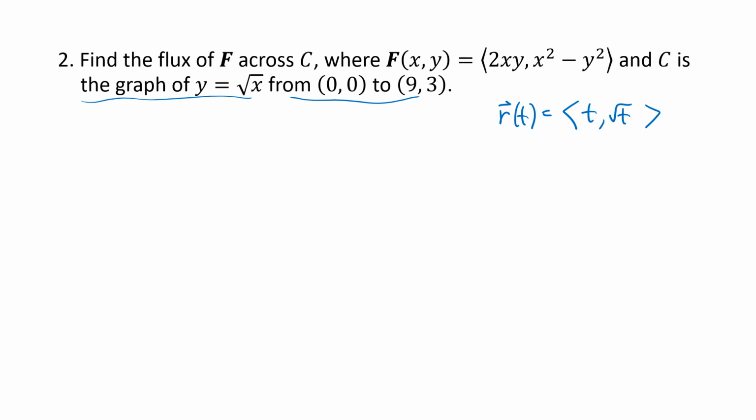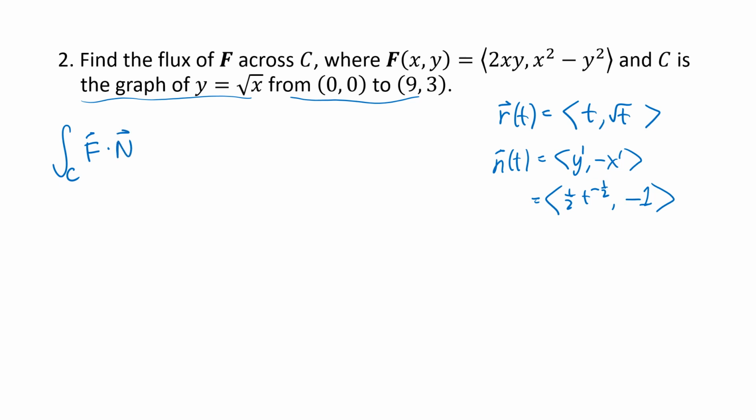And so then little n, which is y prime comma negative x prime, that's going to be the derivative of the y component. That'll be 1/2 times t to the minus 1/2. And then minus the derivative of the x component, which will be negative 1. So my integral of C F dot n ds, right? That's the format for a flux integral. That's going to be the integral from, well, my parameterization has t in the x component. My curve goes from (0, 0) to (9, 3). So t is going from 0 to 9.